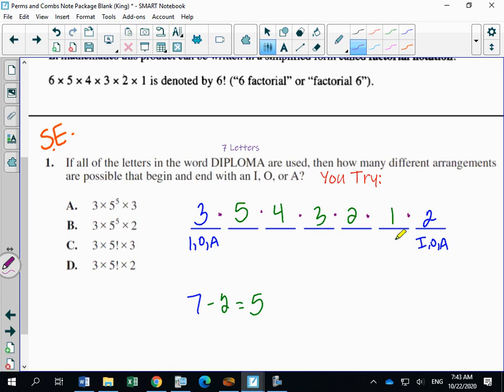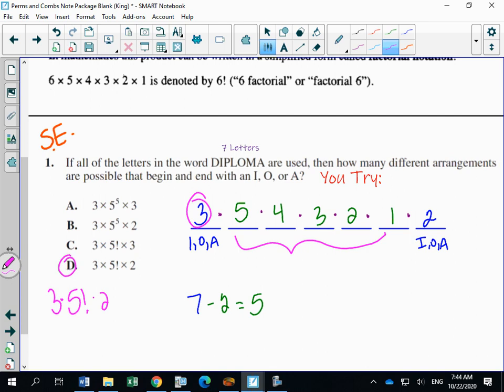However, the options available introduce factorial notation. So how this could be rewritten is the number 3 times, this is our descending sequence. So 5, 4, 3, 2, 1 is our descending sequence. So that would be 5 factorial, and then times 2. So 3 times 5 factorial times 2, and your correct answer was D.